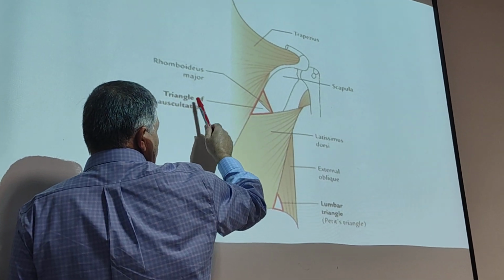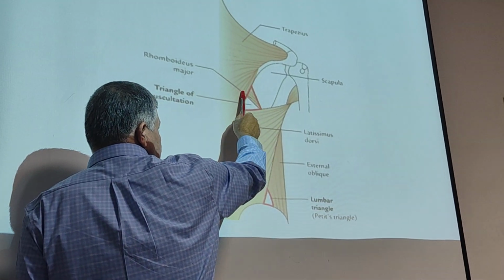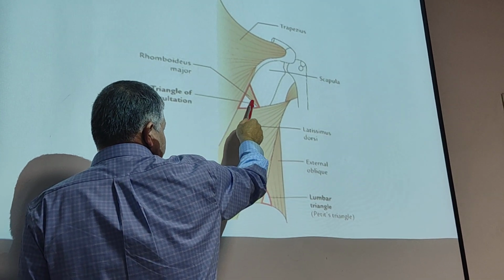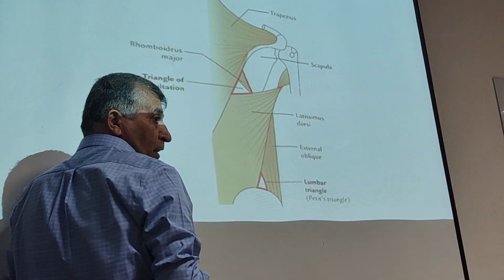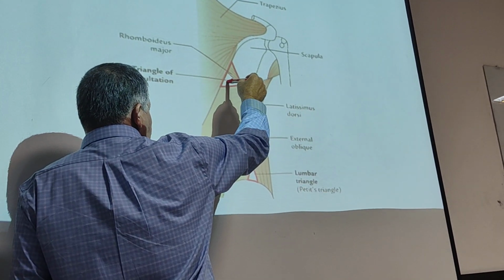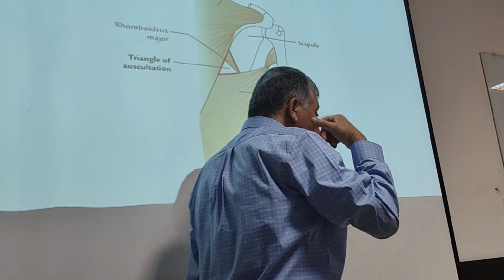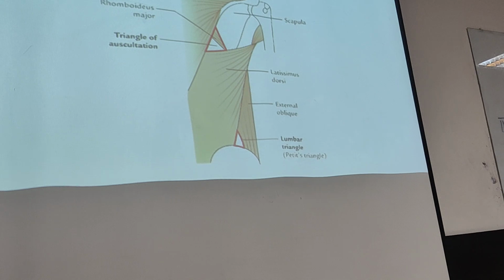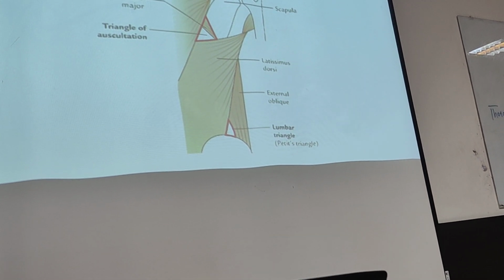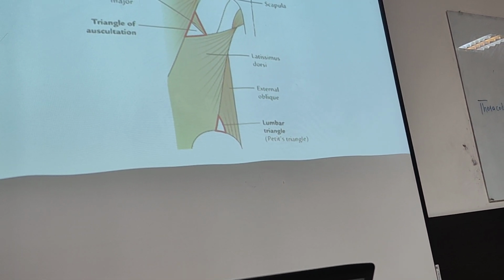Auscultation triangle. The triangle of auscultation is between trapezius, latissimus dorsi, and scapula, on the medial side of the inferior angle of the scapula. This area is important for listening to the movement of air into the lower lobe of the lung. Okay?